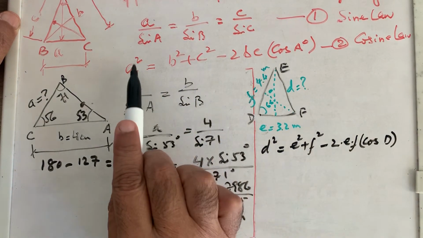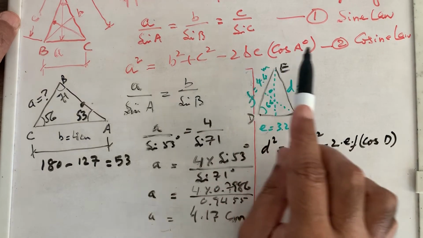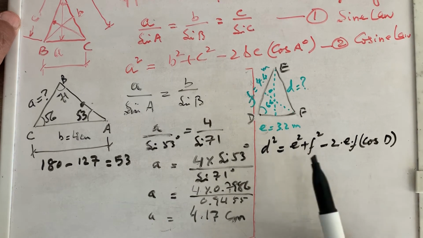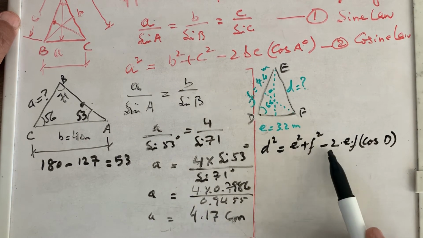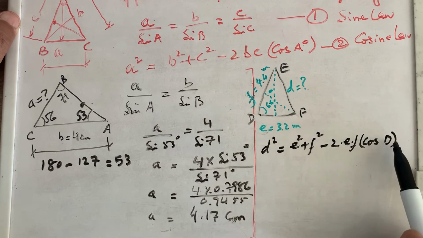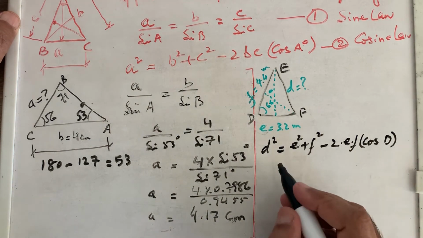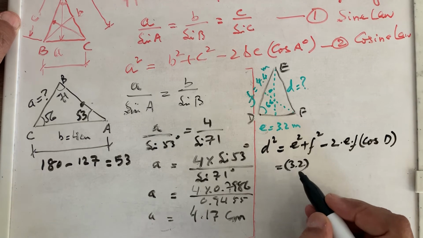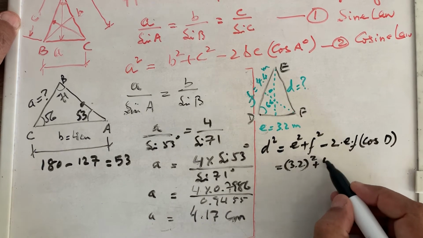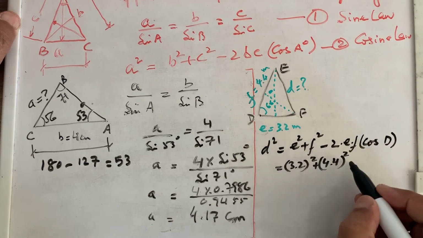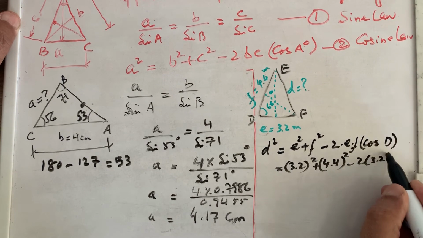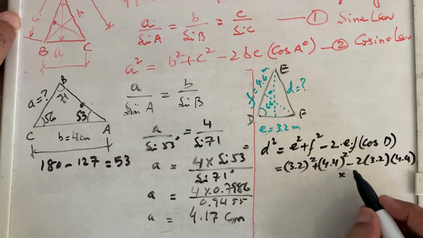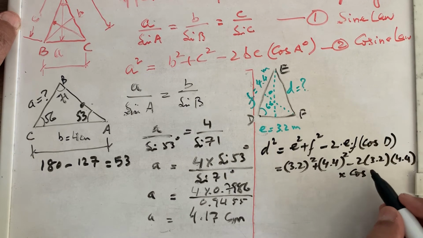We manipulate this: A square is equal to B square plus C square minus 2BC cos A. So how do we read it? We read it as the unknown side square is equal to the square of the two known sides minus 2 times the product of the sides and the cosine of the included angle. So now everything is known to us. E is 3.2 whole square, plus F 4.4 whole square, minus 2 times 3.2 times F, which is 4.4, and times cos D, that is cosine of 66.